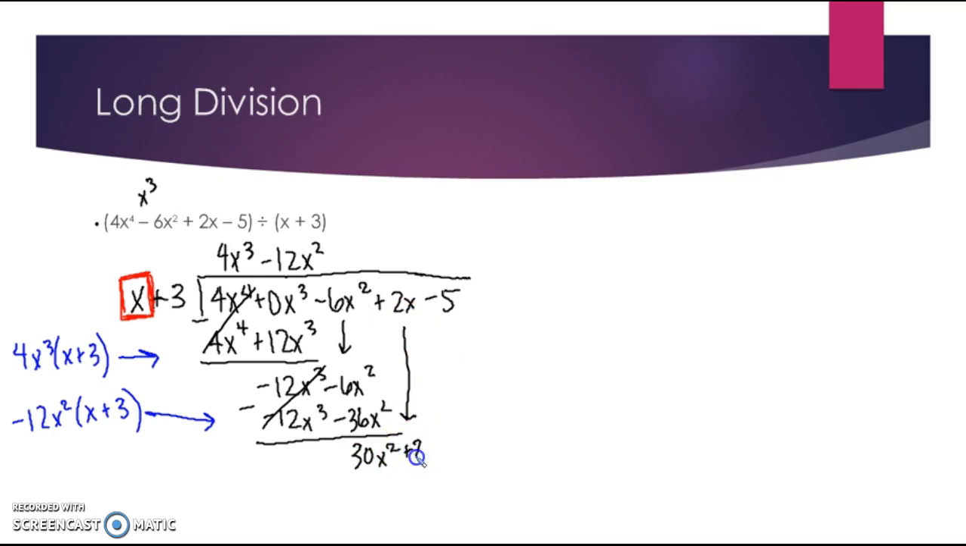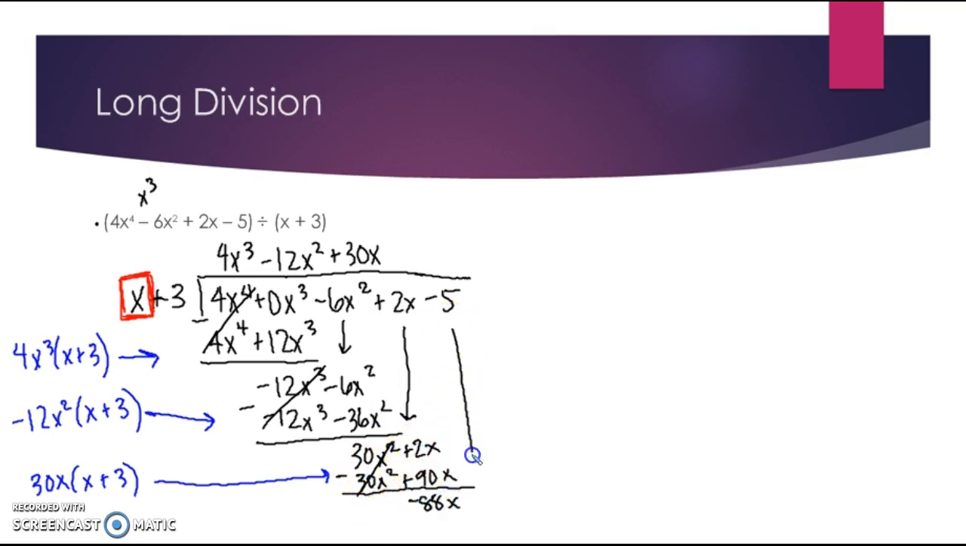Bring down the 2x. All right, same thing. x goes into 30x squared. We multiply by 30x. So then for my next line, we have 30x times x plus 3. All right, so 30x times x is 30x squared. And then 30x times 3 is 90x. All right, subtract. 2 minus 90 is negative 88. And then bring down the negative 5.